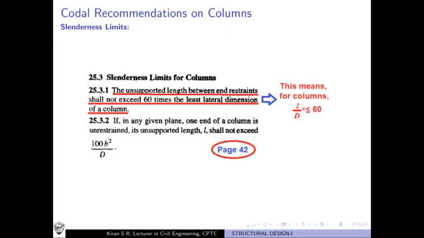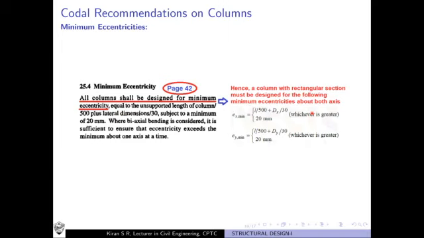It is in terms of the unsupported length only, L by D. It is not K into L by D, it is just L by D. So L by D for columns should always be less than or equal to 60. You can find this on page number 42 of the IS code. So the maximum slenderness ratio of a column is 60.